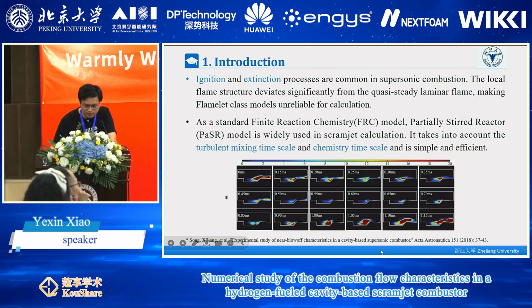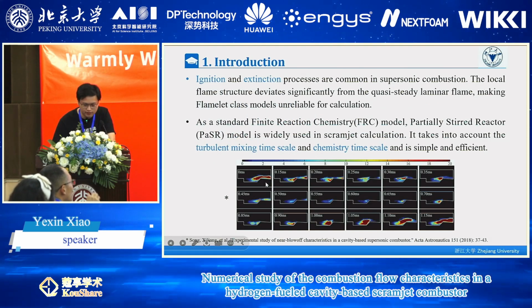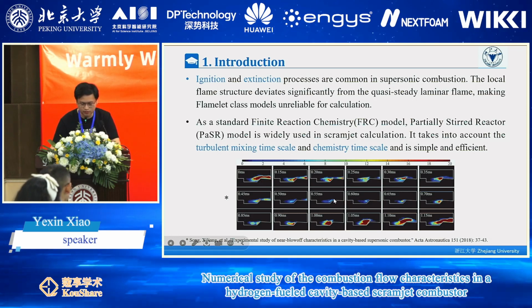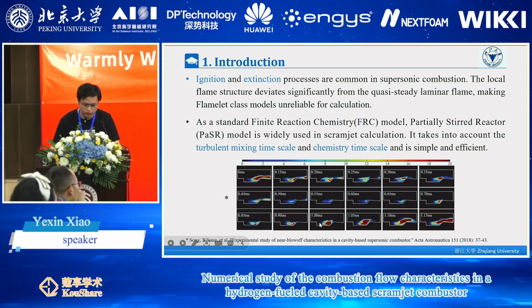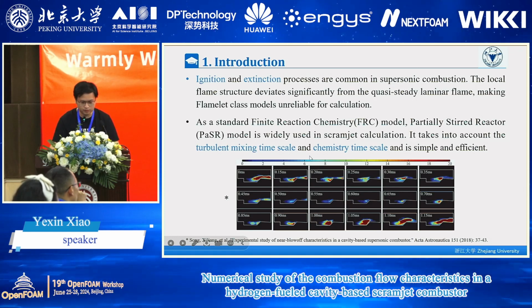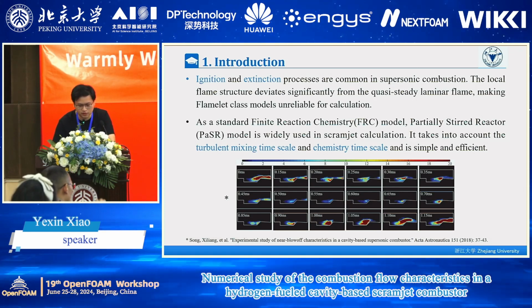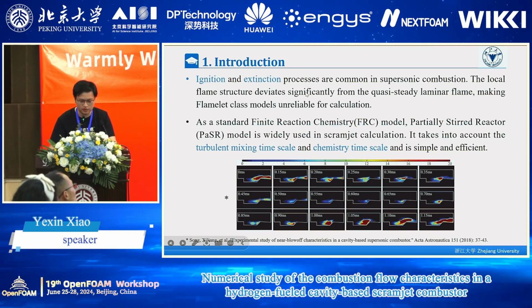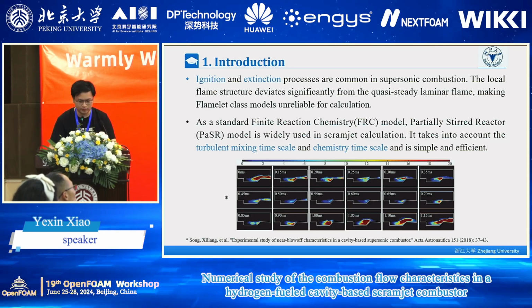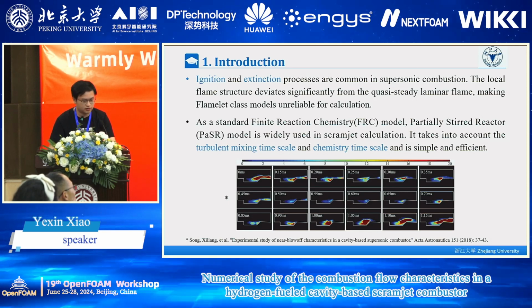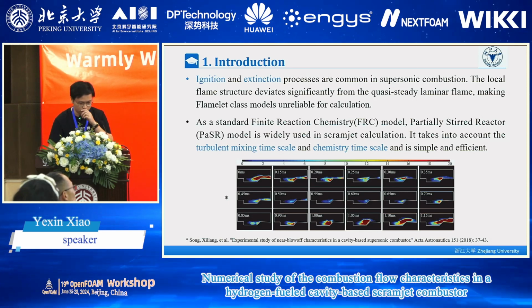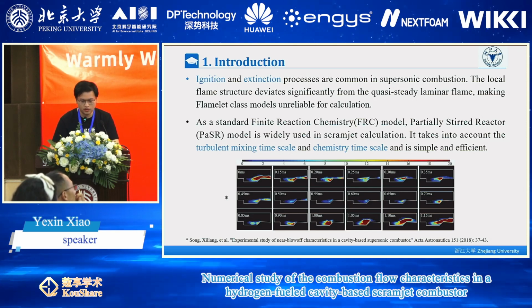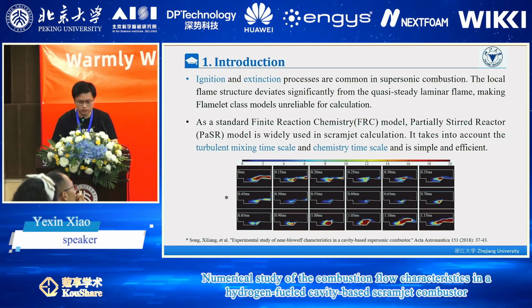You can see from this picture a cavity-based scramjet combustor. You can see the flame extinction process and the reignition process. Ignition and extinction processes are common in supersonic combustion. The local flame structure deviates significantly from the quasi-steady laminar flame, making flamelet class models unreliable for calculation. In this case, a finite reaction chemistry model may be more useful.